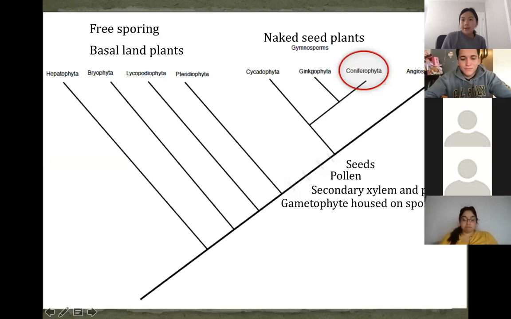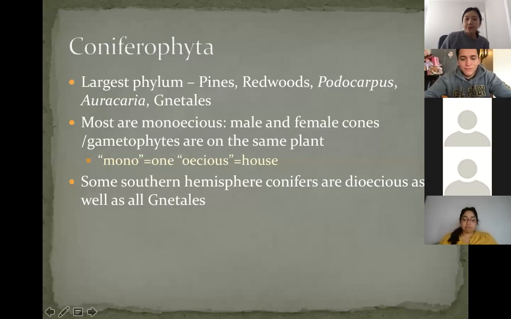Okay, now we're gonna go into the Coniferophyta, my personal favorite. This is the largest phylum within the gymnosperms. This is pretty much what you've probably been more exposed to. So this includes pines, redwoods, also a few new ones that you probably haven't heard of. Also includes Podocarpus and Araucaria, and the really weird but really, really cool Gnetales.